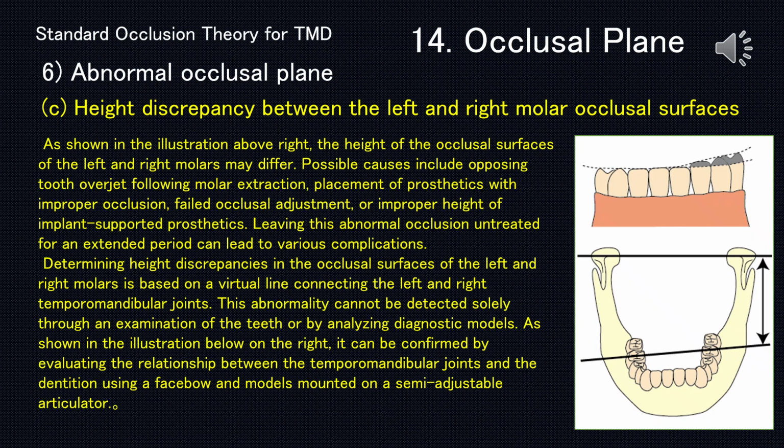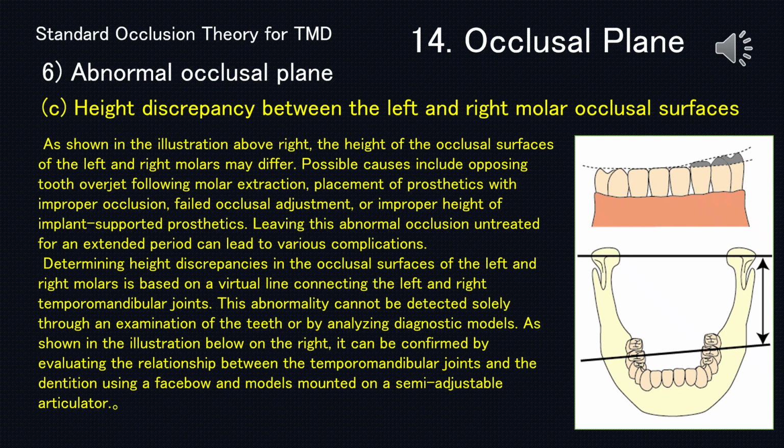C. Height discrepancy between the left and right molar occlusal surfaces. As shown in the illustration above right, the height of the occlusal surfaces of the left and right molars may differ. Possible causes include opposing tooth overjet following molar extraction, placement of prosthetics with improper occlusion, failed occlusal adjustment, or improper height of implant-supported prosthetics. Leaving this abnormal occlusion untreated for an extended period can lead to various complications.